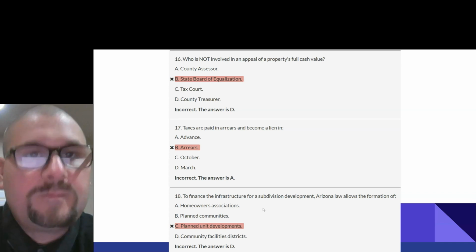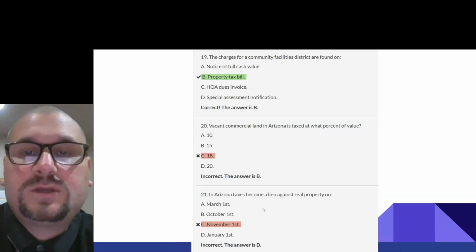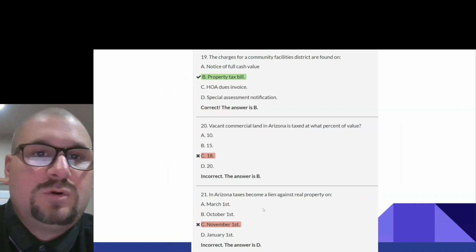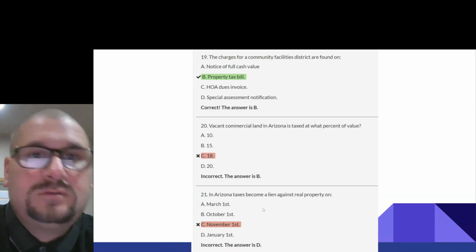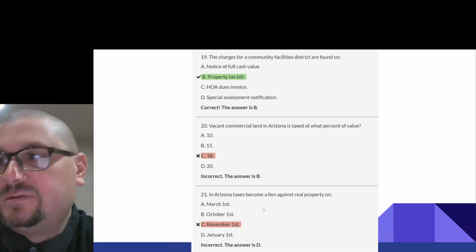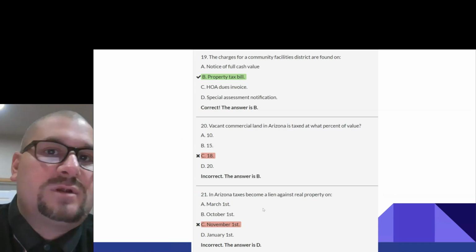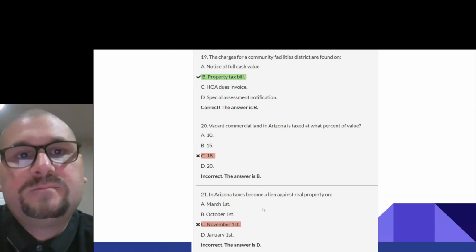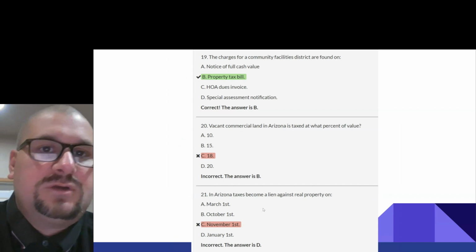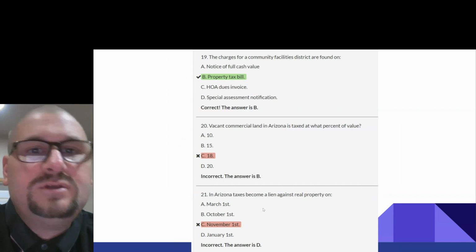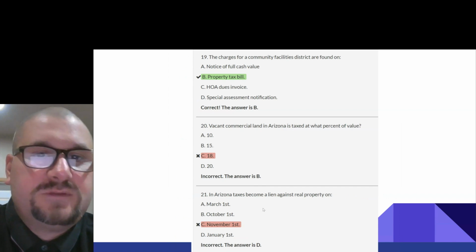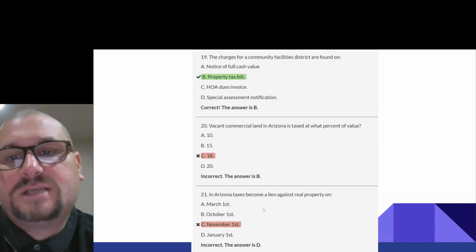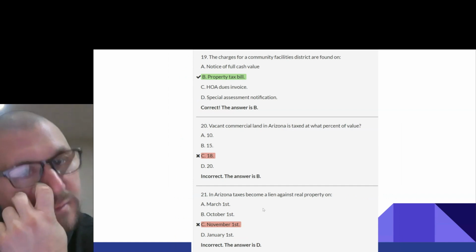The charges for a community facilities district are found on B, your property tax bill. So on the property tax bill is where the charges for a community facilities district are found. Is it the notice of full cash value? No. HOA dues invoice? No. Special assessment notification? No.